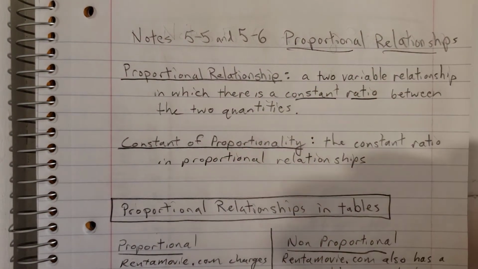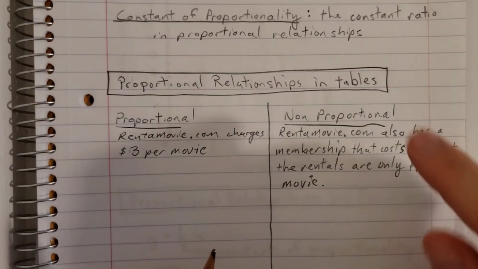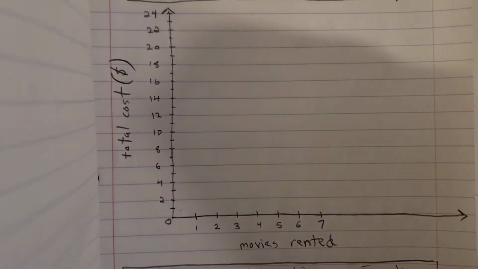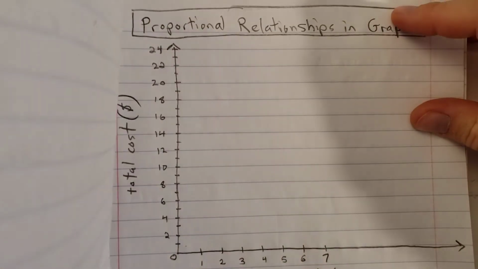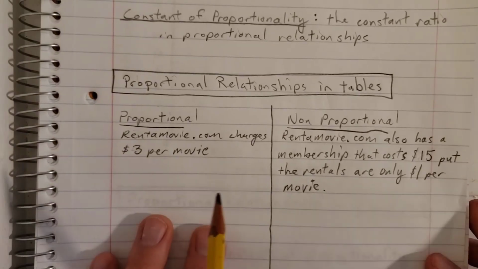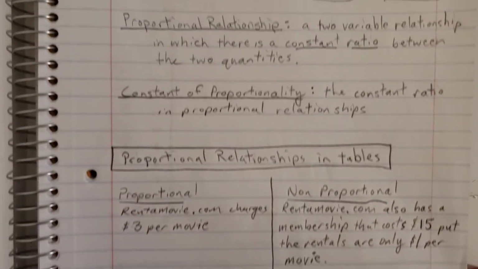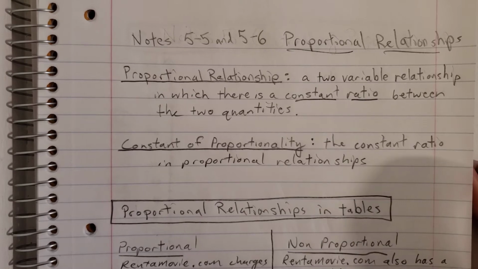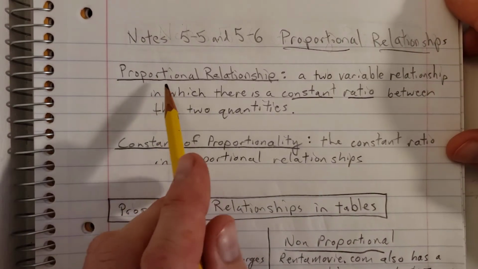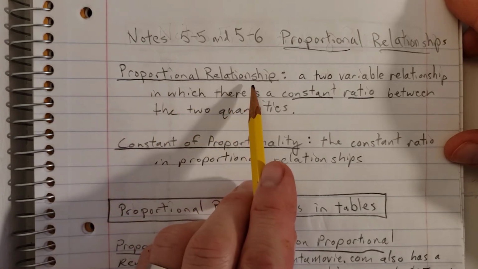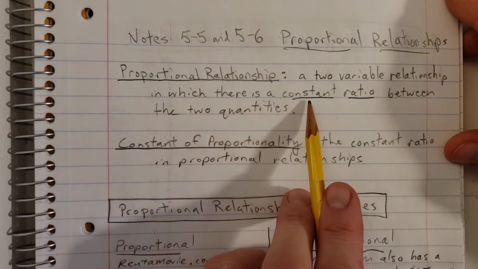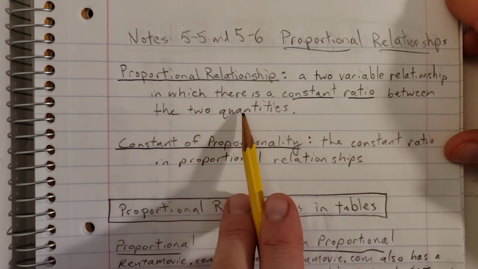Okay, and what we're going to be doing is we're going to be looking at them in tables, in graphs, and in equations. All right, to try to pull everything together here. All right, what I want you to do now is just to pause and copy down these definitions. Okay, so proportional relationship. What is that? A two-variable relationship in which there is a constant ratio between the two quantities.